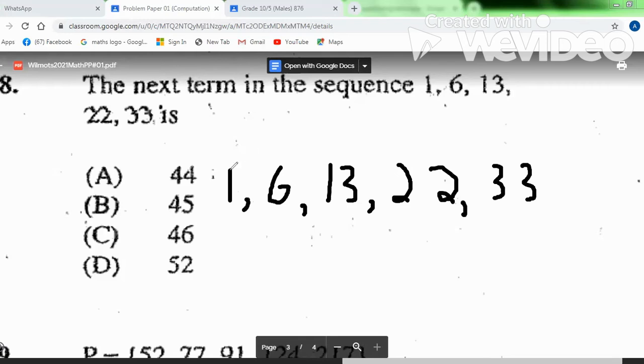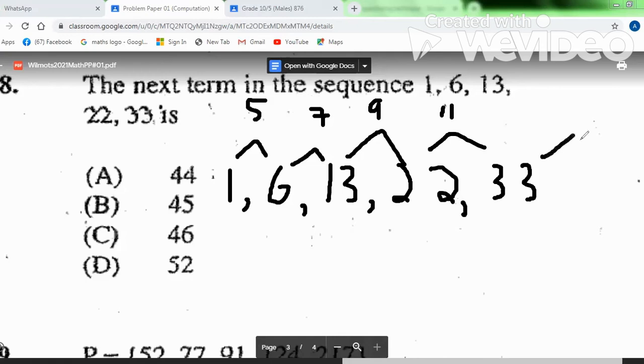So basically, if you subtract 1 from 6, you get 5. Subtract 6 from 13, you get what? 7. Subtract 13 from 22, you get 9. Subtract 22 from 30, you get what? 11. So you notice these numbers go up by 2, not true? By the way, 5 plus 1 gives you 6. The 7 plus 6 gives you 13. The 9 plus 13 gives you 22.